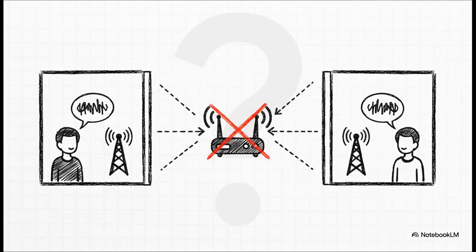But politeness only gets you so far. This brings us to what's called the hidden station problem. Just imagine two people are in separate rooms, so they can't hear each other, but they're both trying to talk to a person standing in the hallway between them. They're just going to talk right over each other, creating a garbled mess. Well, that's a huge issue for wireless networks.